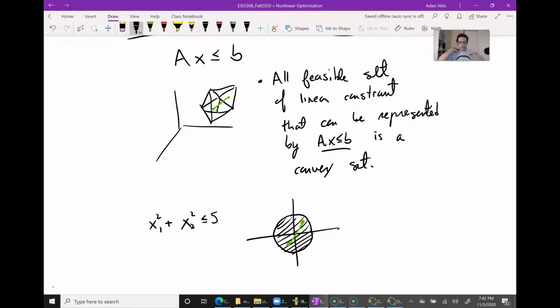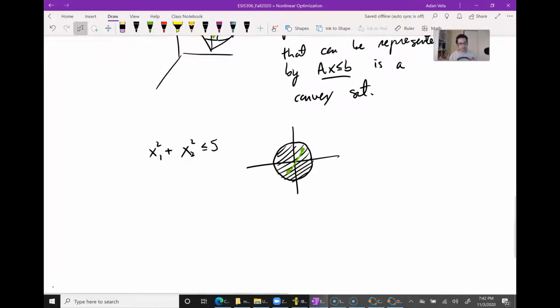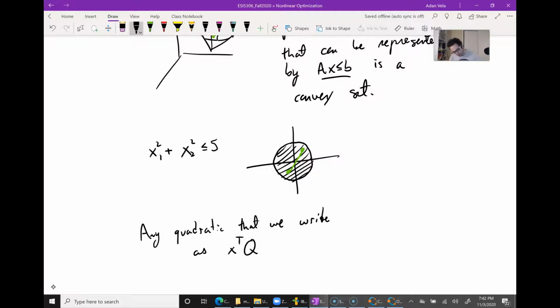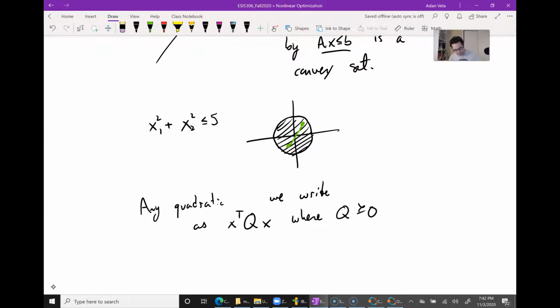Now, all positive semi-definite matrices, so any quadratic that we can write as x transpose Qx, where Q, again, is positive semi-definite, and I should put set, is convex. Okay. All right.